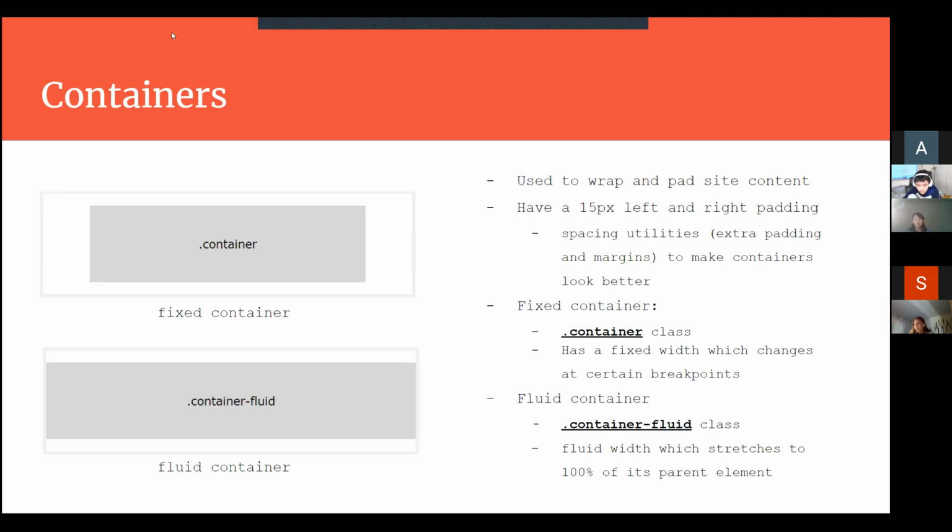There are two types of containers. So you can see on the left hand side, there's the fixed container and then the fluid container. A fixed container has a fixed width, which changes at certain breakpoints, and Bootstrap uses the .container class to provide a responsive fixed width container. A fluid container has a fluid width which stretches to 100% of its parent element, and it uses the .container-fluid class.